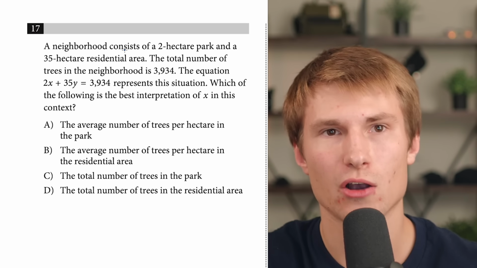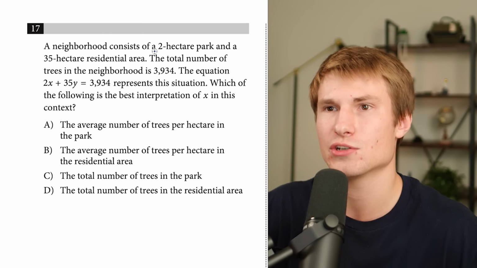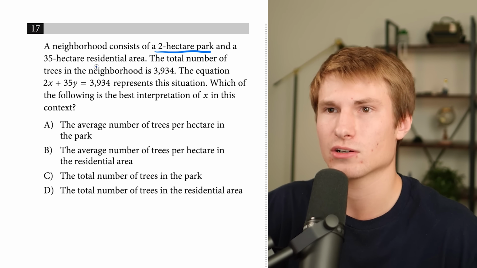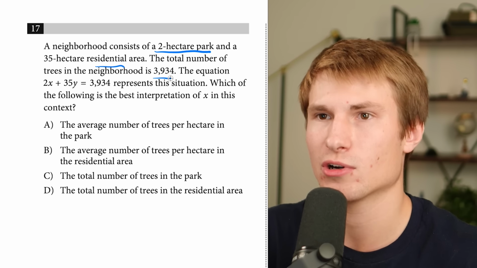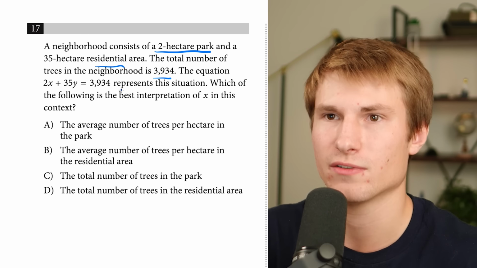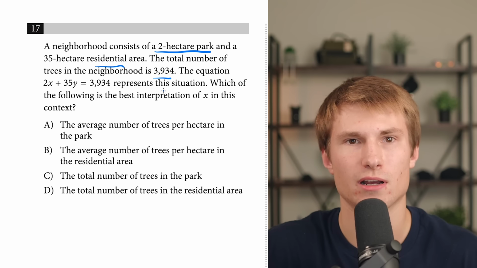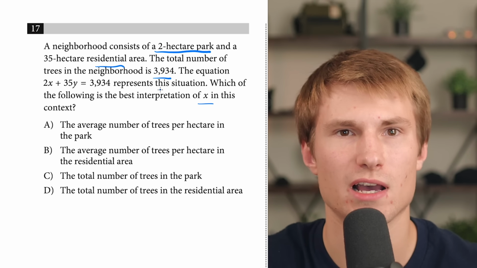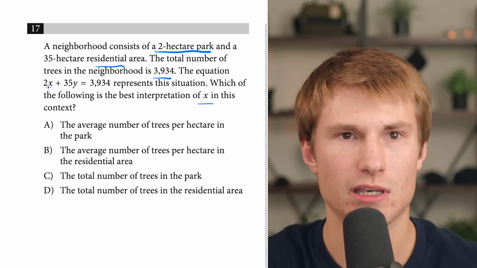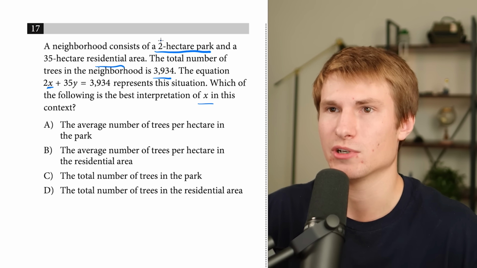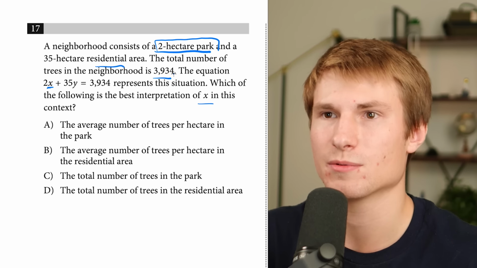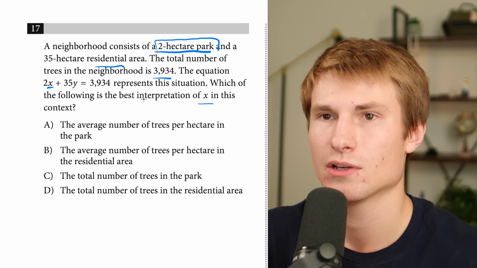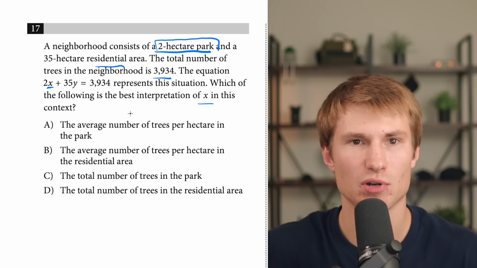Anyways, question 17. A neighborhood consists of a 2-hectare park and a 35-hectare residential area. The total number of trees in the neighborhood is 3934. The equation 2x + 35y = 3934 represents the situation. Which of the following is the best interpretation of x in this context? All right, well, what does x represent? We see here it's getting multiplied by 2, which we know is the 2-hectare park. And this is ultimately being used to give us our total number of trees. So it would have to be the number of trees per hectare in the park.